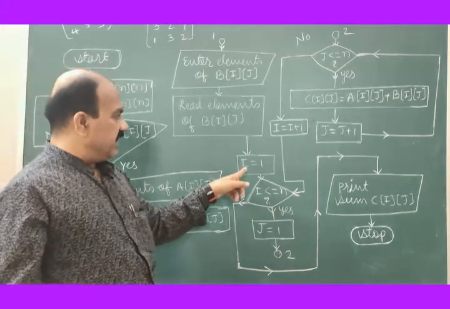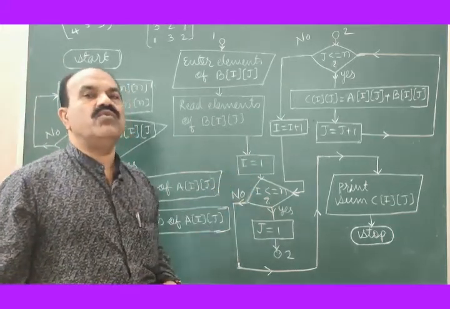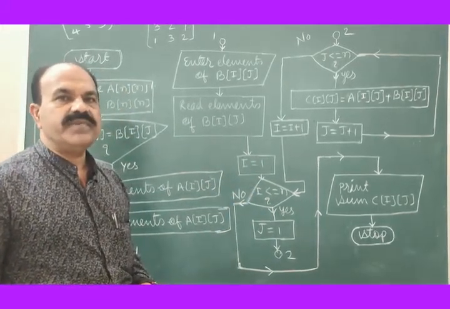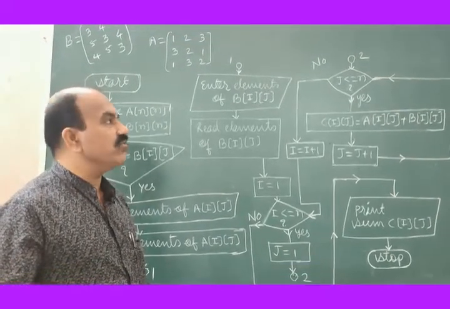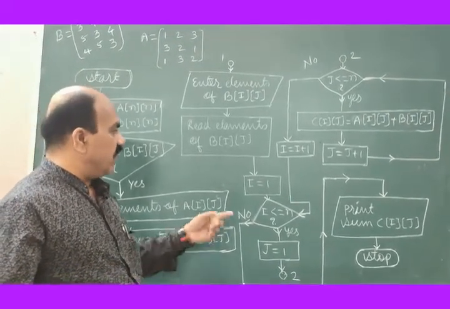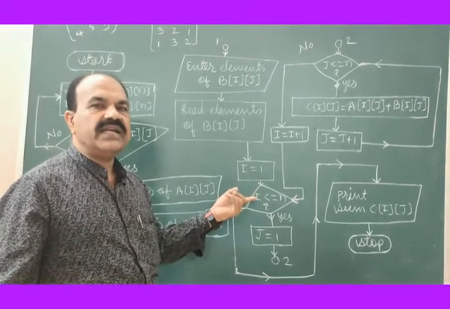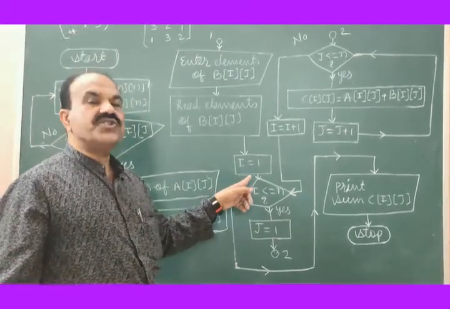Then let us take value of I is equal to 1. What is meaning of value of I is equal to 1? Value of I is equal to 1 meaning that you have selected first row.